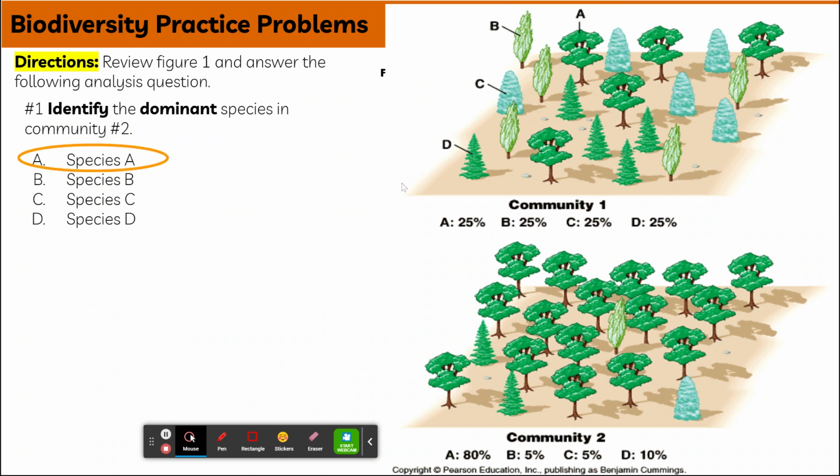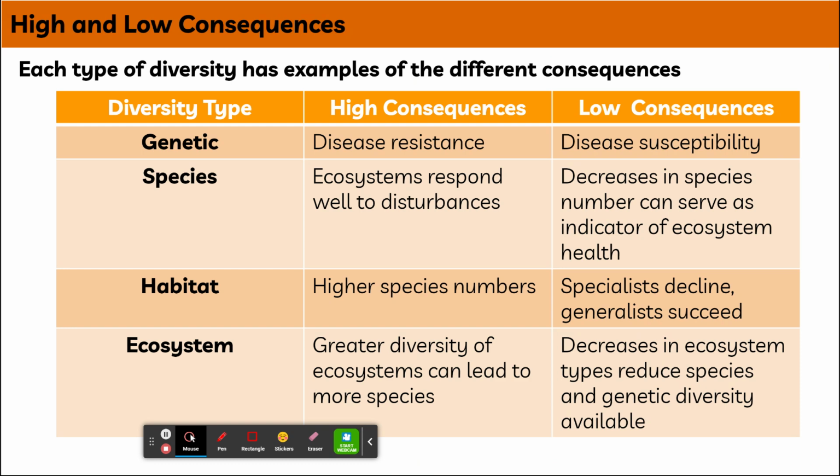Oh, and that's this one. Oops. Okay, so each type of diversity has examples of the different consequences. Depending on what type of diversity you have, there could be benefits and downfalls as well. So there are also high consequences and low consequences, meaning that this is kind of like the cost-benefit ratio of why different diversities are good versus bad. Any type of diversity is considered good as long as you have a relatively highly diverse community. But depending on what specific type of diversity makes your community diverse, it is going to have more severe consequences than the other.